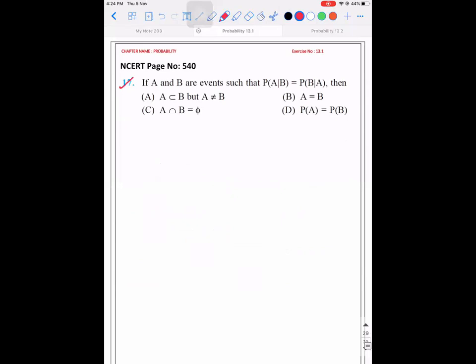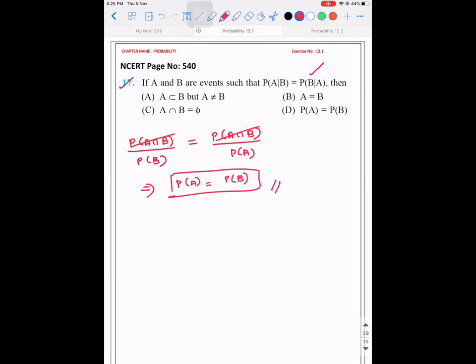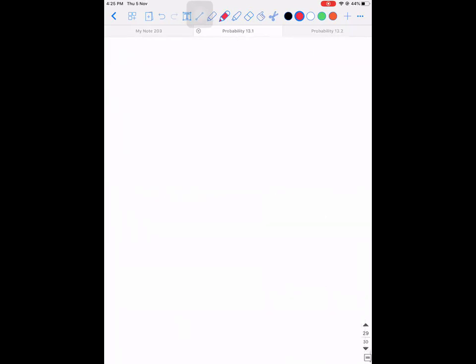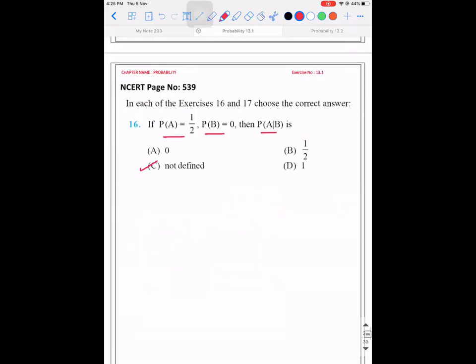17th. A and B are two events such that probability of A given B is equal to probability of B given A. Then what can you say? Probability of A equal to probability of B. Yes. Because you will get probability of A intersection B divided by probability of B is probability of A intersection B divided by probability of A. It will be probability of A equal to probability of B. Okay, the correct answer will be D. I think you are done, right? So this exercise is done.